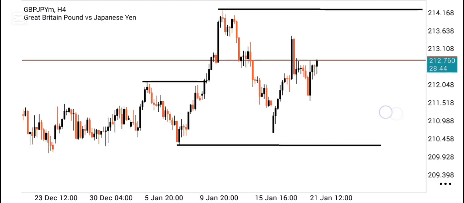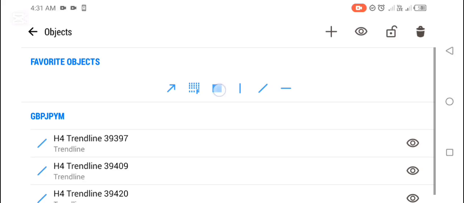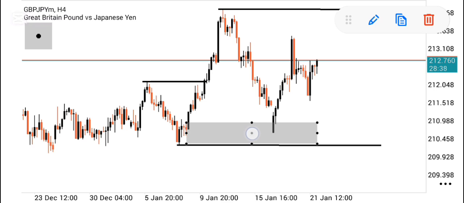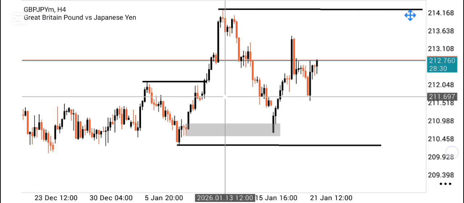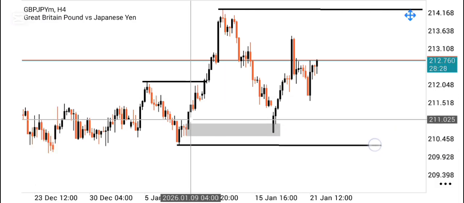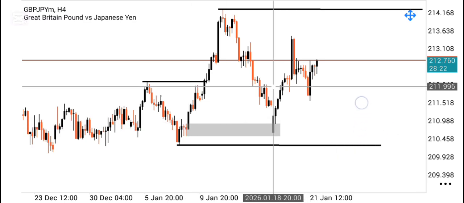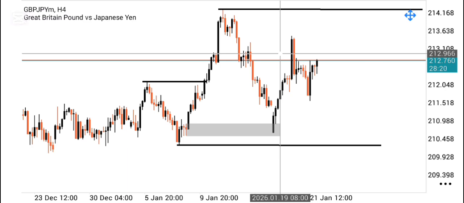So where did you see that the market came back to? The market came back to a demand zone. That is an order block. This was a valid order block at that, with a fair value gap over here. And you can see how the market came down here, and how the market moved up massively.